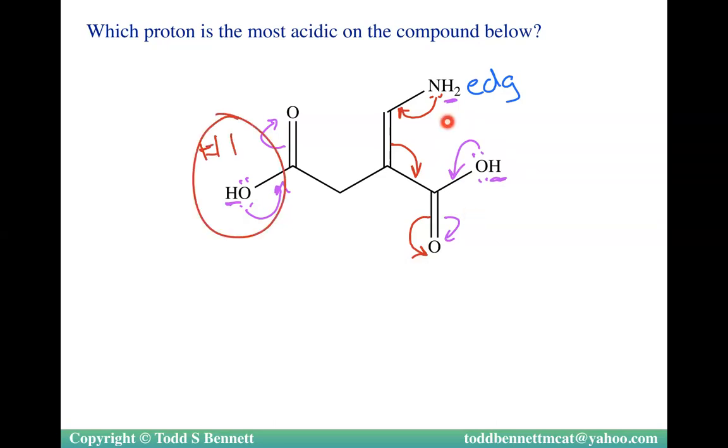This one will be a little bit less because of that electron donating group. So electron donating groups make things more basic, less acidic. Electron withdrawing groups make things more acidic, less basic, less nucleophilic. Okay.